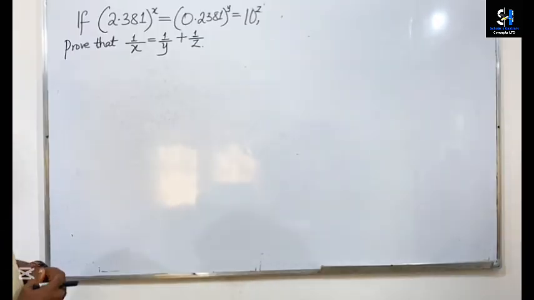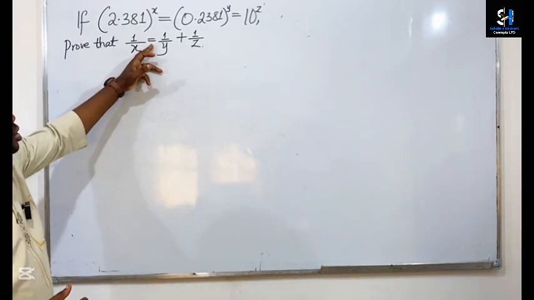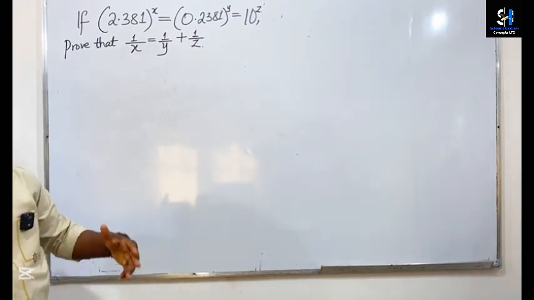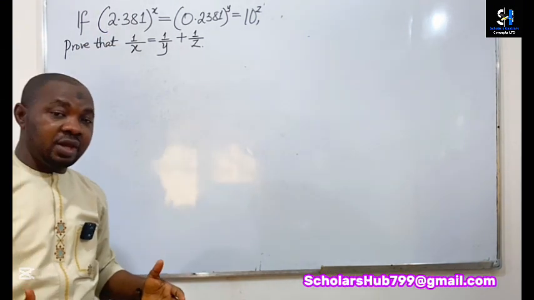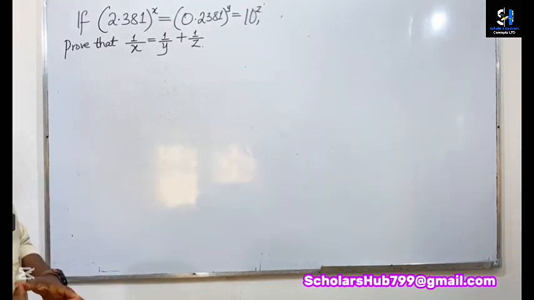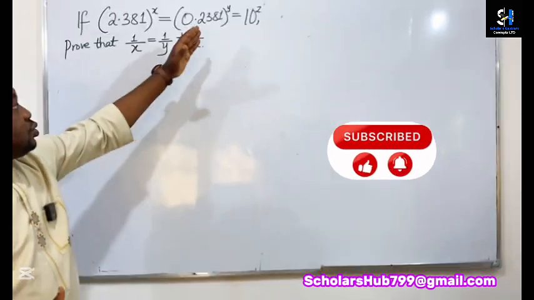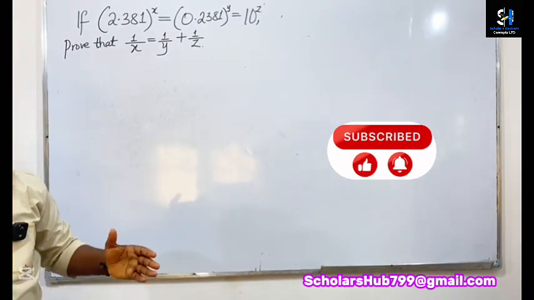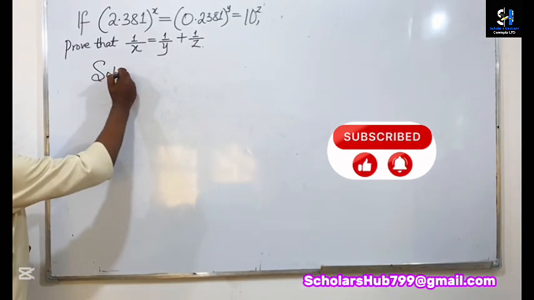Now our task in this question is to prove that 1 over x equals 1 over y plus 1 over z if (2.381)^x = (0.2381)^y = 10^z. So what I will do first is set (2.381)^x equal to 10^z, and I'll do the same thing with (0.2381)^y. Okay, so let's have our solution.